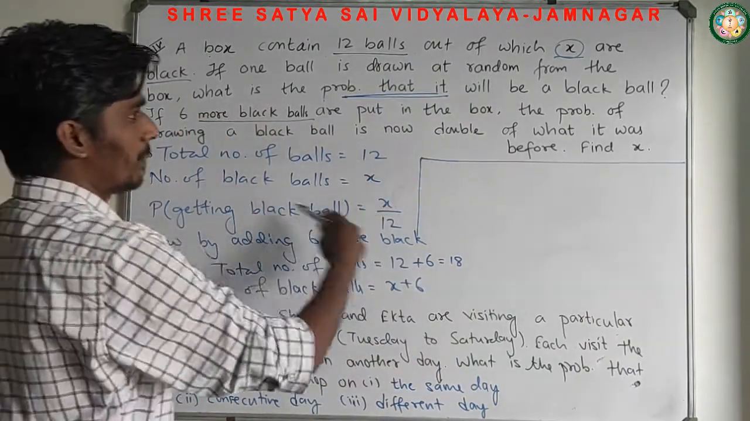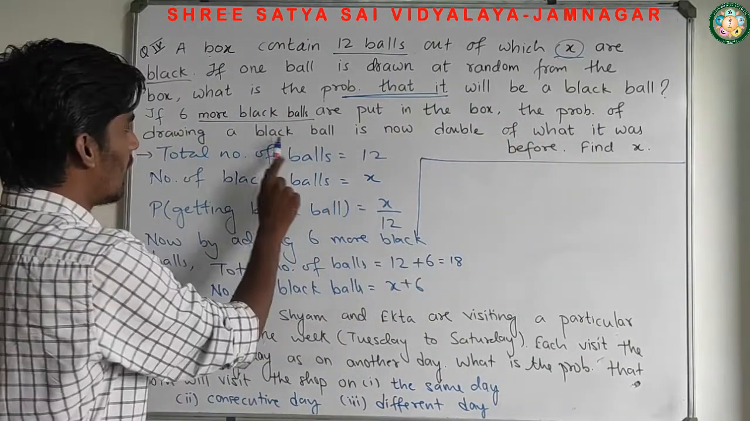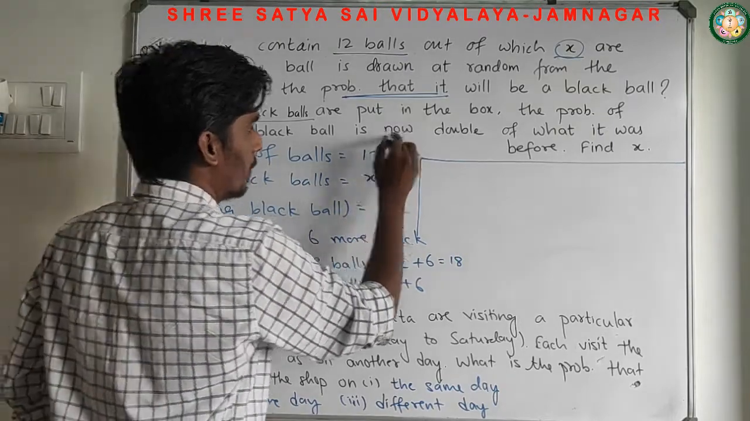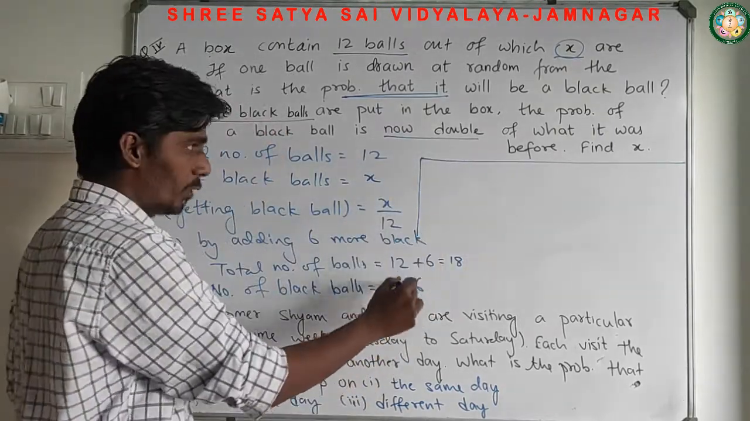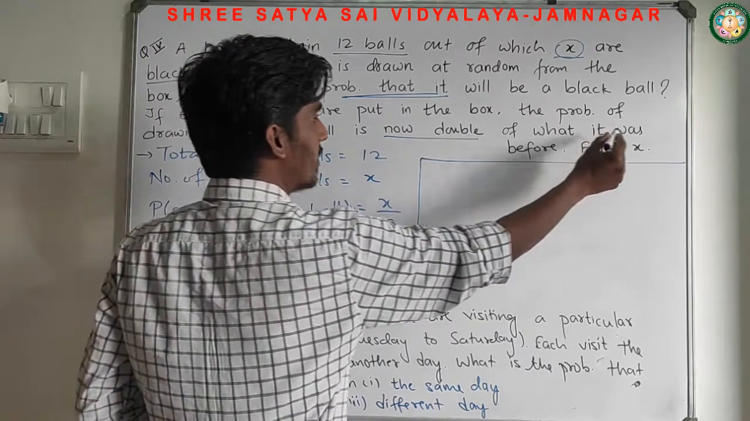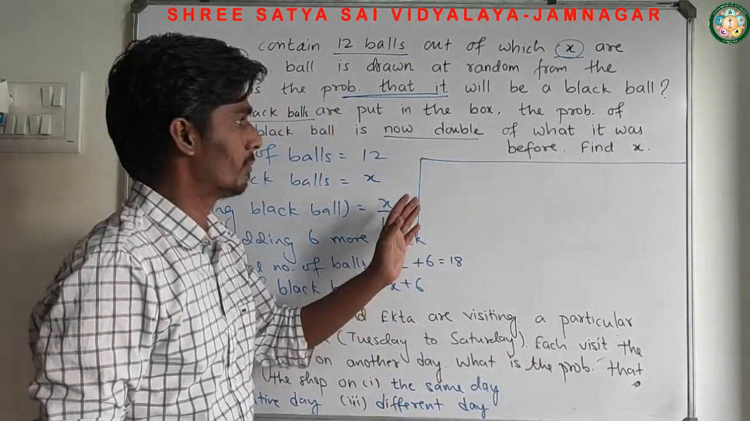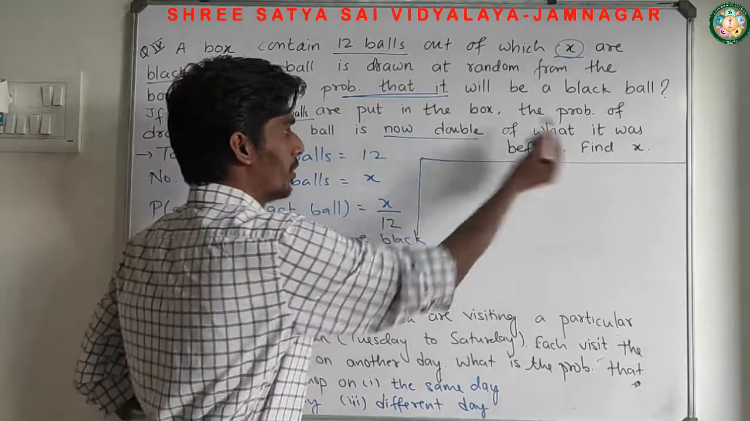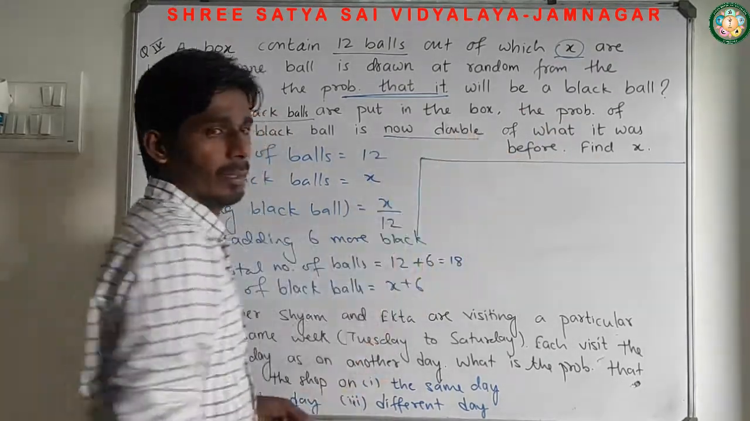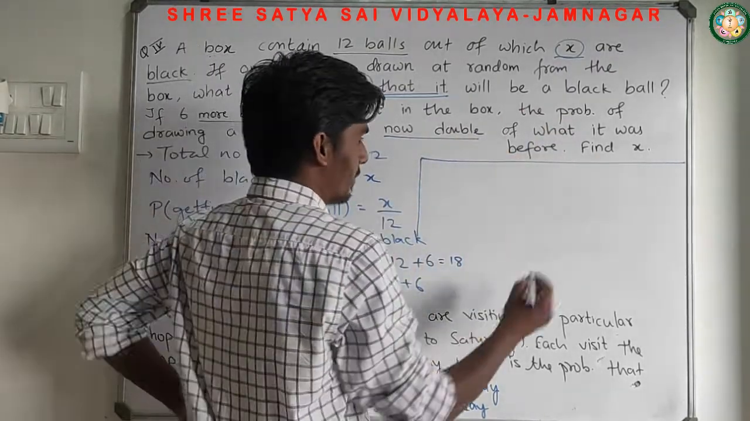Now its second part, the probability of drawing a black ball now, meaning the new one as per the new condition, is double what it was before. Means the probability that was there before, now its probability of getting a black ball is what? Double. So let's differentiate that.